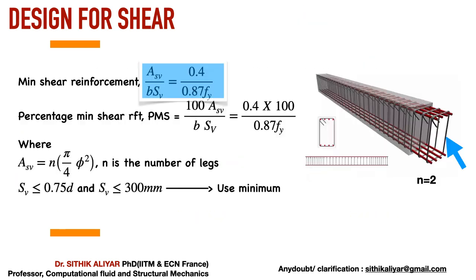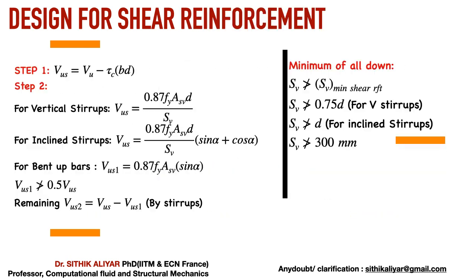Minimum shear reinforcement, I told you a little earlier, comes from this formula: ASV by B into SV equal to 0.4 by 0.87 Fy. And SV should not be greater than 0.75 D for vertical stirrups, and for inclined stirrups it is D, and spacing should never be greater than 300 mm. Like 300 mm is nothing but 30 centimeter long size scale.